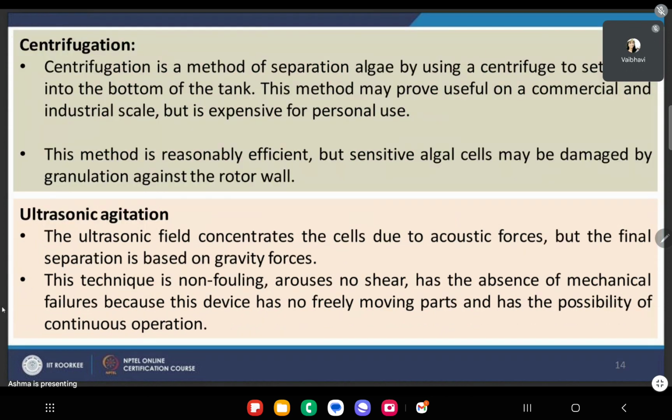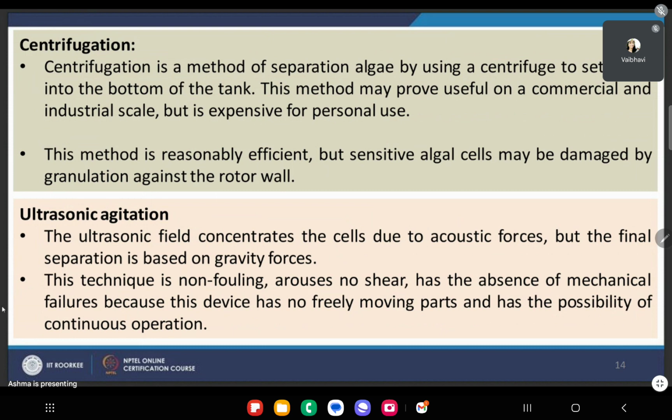Next we have centrifugation. Centrifugation is a method of separation of algae by using a centrifuge to settle them into the bottom of the tank. This centrifugation can be very helpful on commercial and industrial scale, but it is very expensive for personal use or at small scale. Also, in centrifugation, very high forces are used, which can damage some of the sensitive algal cells.